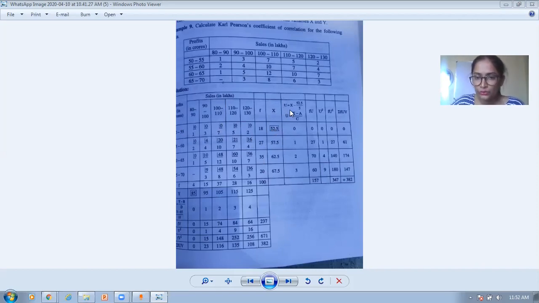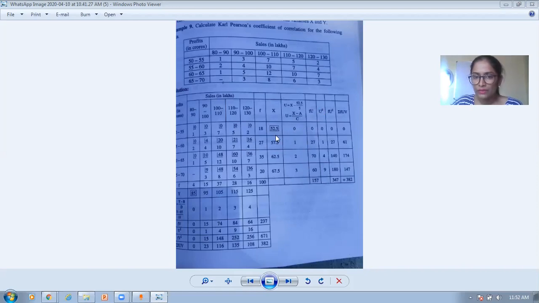Then we calculate u. How do we calculate u? u is equal to x minus a divided by c. I've selected my arbitrary value, the assumed mean, to be 52.5. So I'll be considering 52.5 throughout these 4 rows. Then we calculate fu. fu is the multiplication of frequency and this value. So 18 into 0 is 0, 27 into 1 is 27, so on.